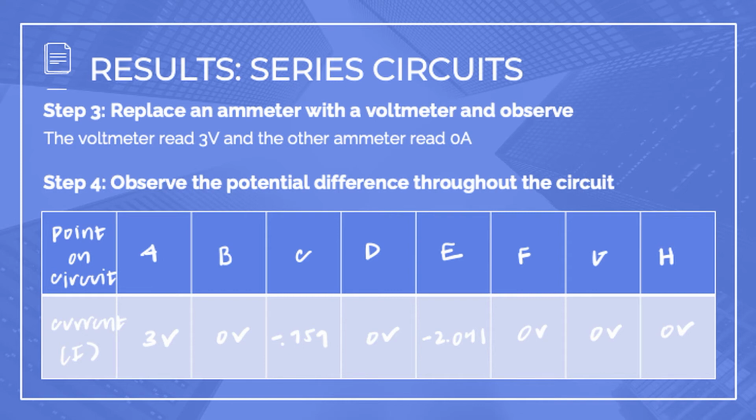Then we were asked to find voltage readings across different segments of the circuit. I replaced the voltmeter with a wire to complete the circuit. And then for segment A, I found the voltage to be 3 volts. For segment B, I found the voltage to be 0 volts. For segment C, I found it to be negative 0.959 volts. For D, 0 volts. For E, negative 2.041 volts. And then for F, G, and H, all 0 volts. The sum of the voltage readings is 0, which means that the potential difference is also 0.